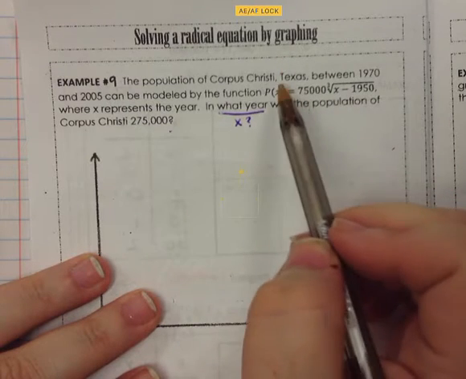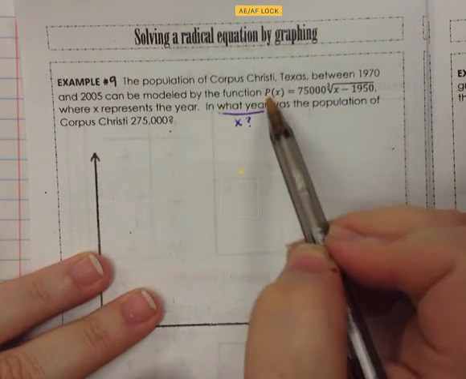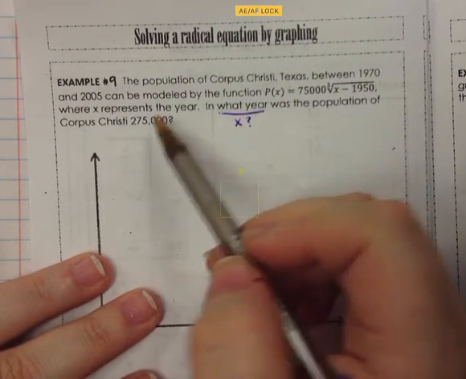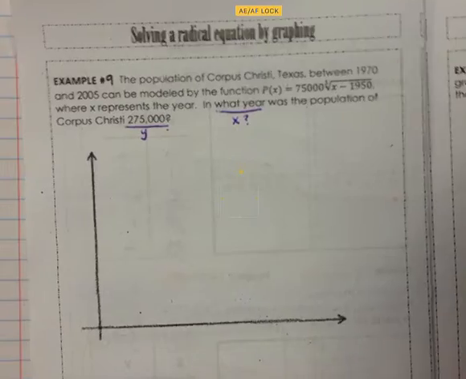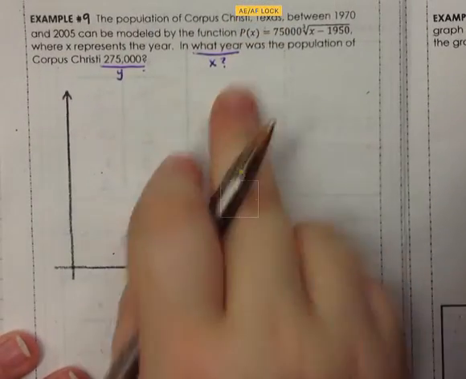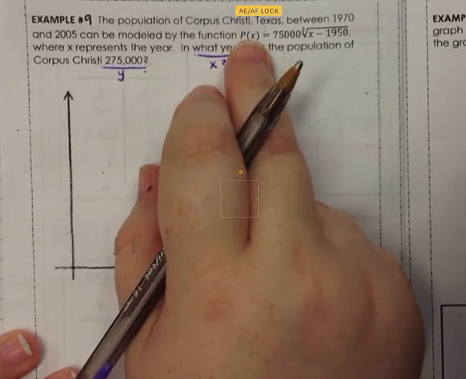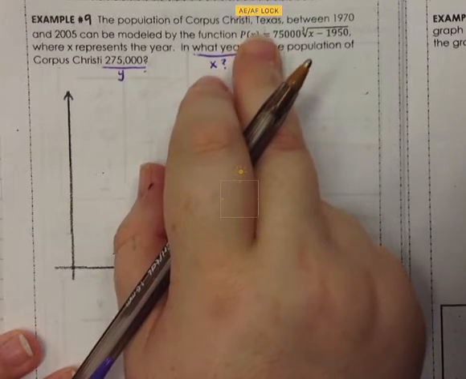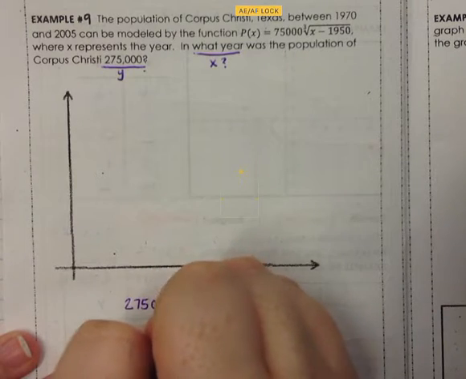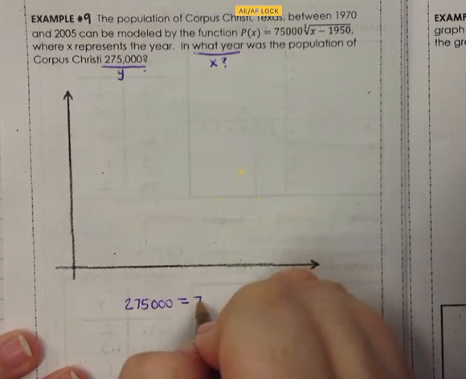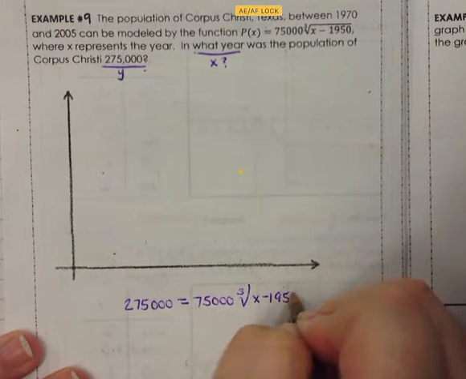But we do know our y value. Now, again, p of x really represents our y value. We actually do know our y value, which was our population, which is 275,000. So our 275,000 is our y value. We have the equation, but we don't know our x. So what we do is plug in our y value that we do in fact know and set it equal to the equation. So we actually have 275,000 equals 75,000 cube root of x minus 1950.